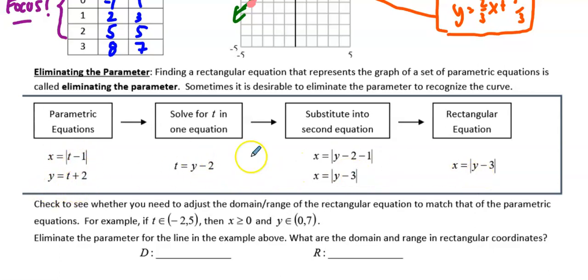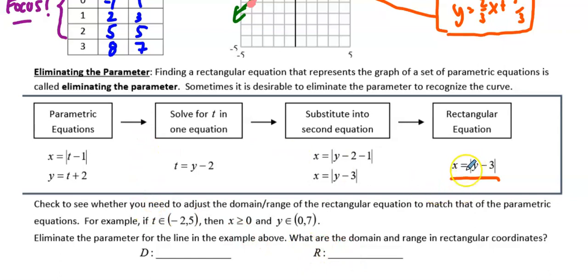And you guys can see just through the steps right here that we solved for t in this equation, plugged it into this t right here, and then we simplified and got a rectangular equation. And again, it doesn't have to be y equals, as long as it has x and y's in it, you're going to be okay. So this is the equation that we have right here. It's asking us to look on the interval from -2 to 5. We want to know what our domain and our range is for this problem.